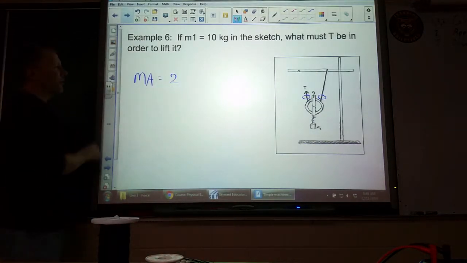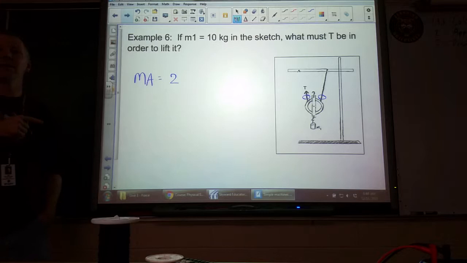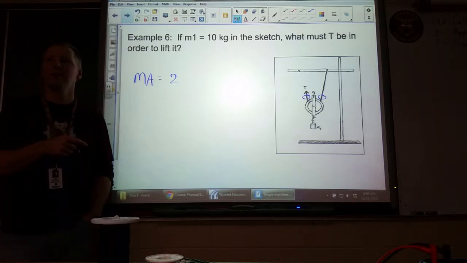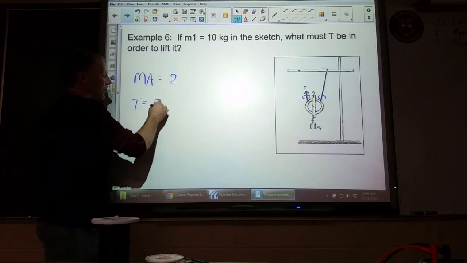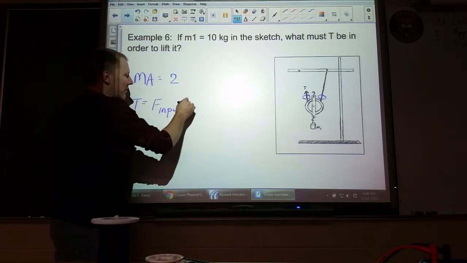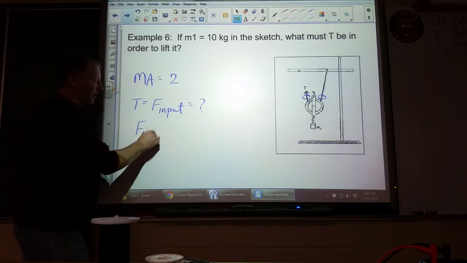What do we want to find from this? The force needed to lift. Force needed to lift, which we usually abbreviate how? F input. So this tension is actually our F input, and that's what we want to find. So that means we should know the F load.